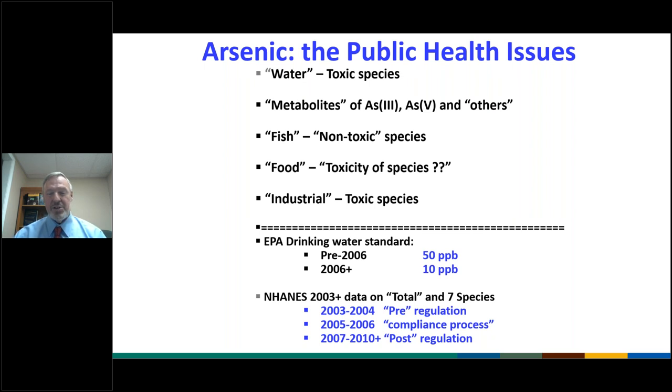The EPA drinking water standard was modified or lowered in 2006 from 50 parts per billion to 10 parts per billion. So we actually had NHANES data going along here from 2003 to 2004, not only total, but we had speciated arsenic. Then the compliance process where water purification systems had to lower that. And then we have the post-regulation time as well to look at the change in the effect of that policy.